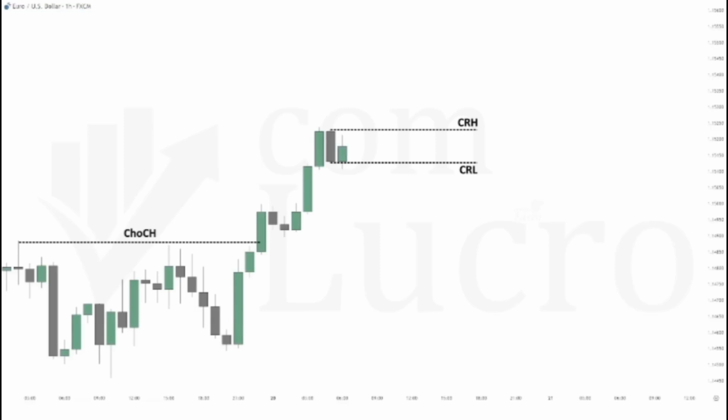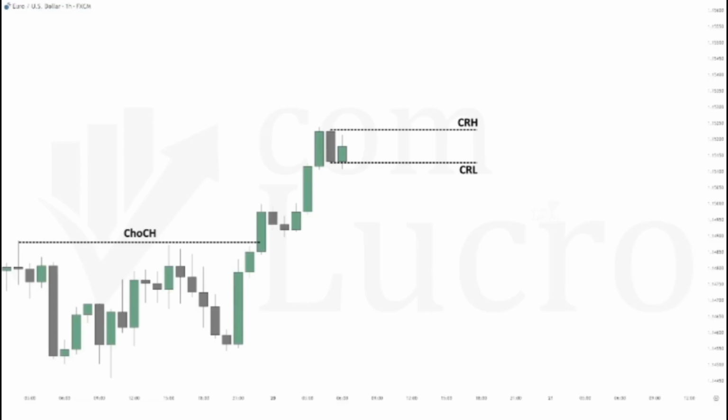Lower time frame entry. To improve precision, we switch to the 5-minute chart. Immediately, much more structural detail becomes visible. The liquidity sweep below the CRL is now clearly confirmed. Next, we look for a bullish fair value gap, FVG, that forms immediately after the sweep. Looking closely, we can see that a bullish FVG has already developed and price begins reacting from that area.